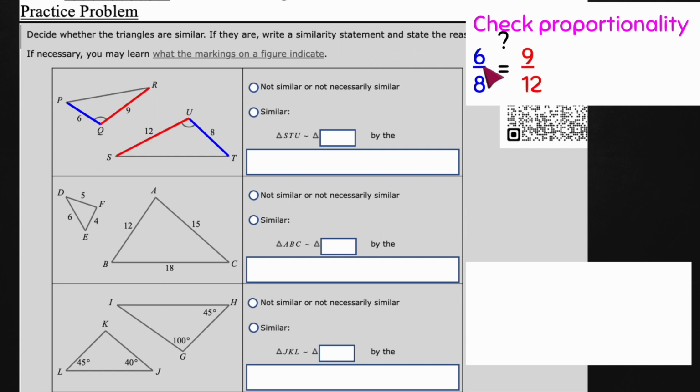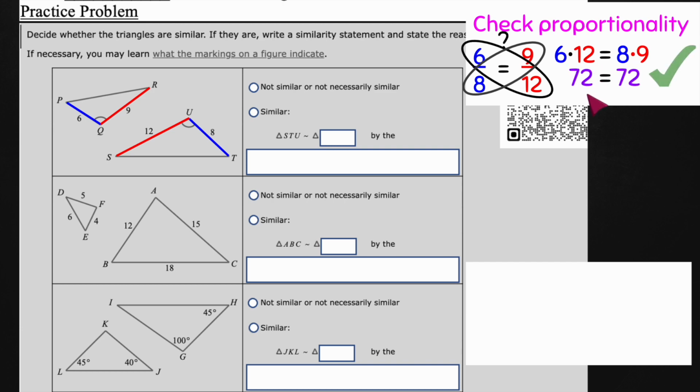So now I just want to check to make sure this in fact does equal when I cross multiply. So if I go 8 times 9 and 6 times 12, so I went a little out of order, but that's okay. So I have 6 times 12 and 8 times 9, and I get 72 equals 72. So this, in fact, does check out. It is proportional. Now we just need to make sure we pick the right property here, which is side, angle, side.